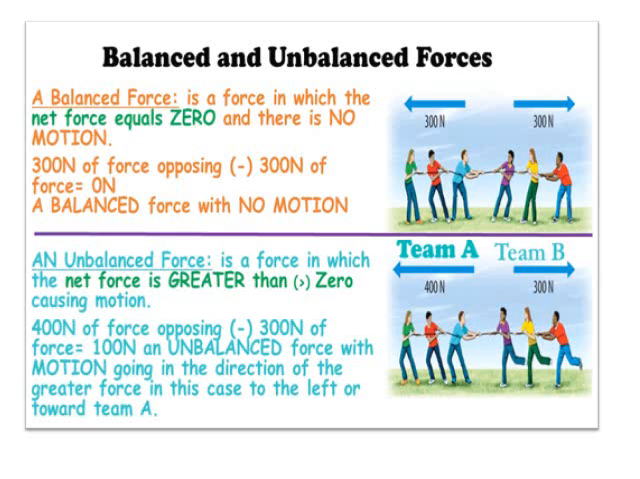Now see the slide. An unbalanced force is a force in which the net force is greater than 0, causing motion. 400 newtons of force opposing 300 newtons of force, which is equal to 100 newtons, is the unbalanced force, with motion going in the direction of the greater force, in this case to the left, or towards Team A.